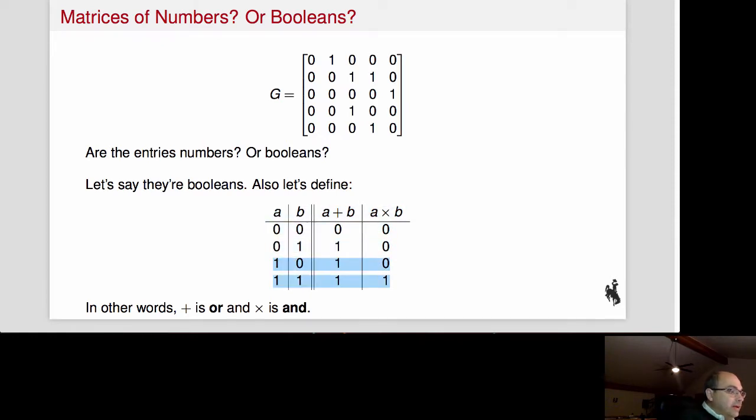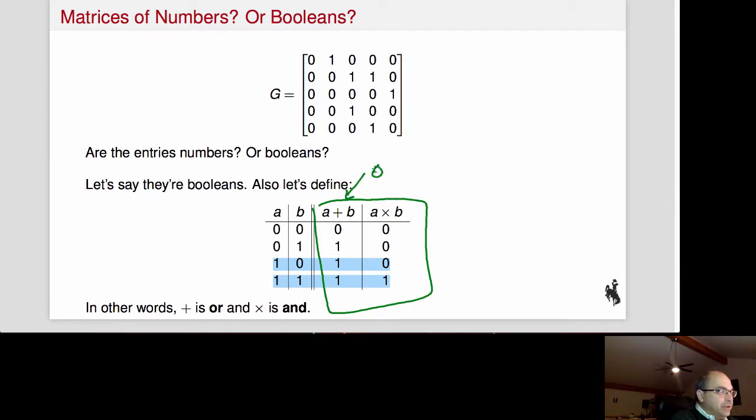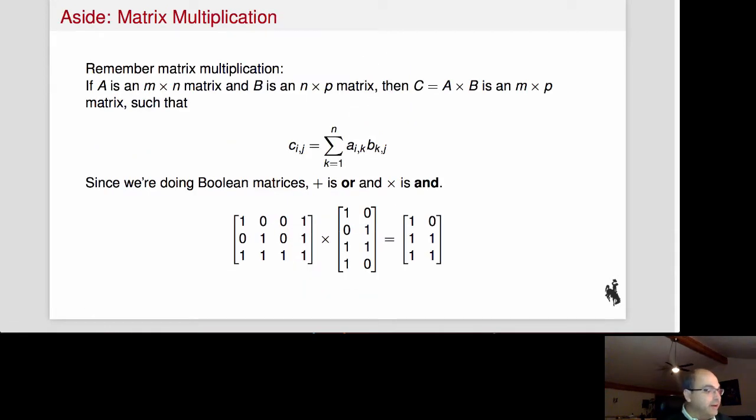Okay, and there's the pen. Okay, so that's the way I'm defining plus and times. If you look at that very carefully, that looks an awful lot like or, right? And this one, well, that looks an awful lot like and. So yeah, or means plus, and means times. I think we've seen that before, right? That's kind of a common scenario. Okay, now what can I do if I define it that way?